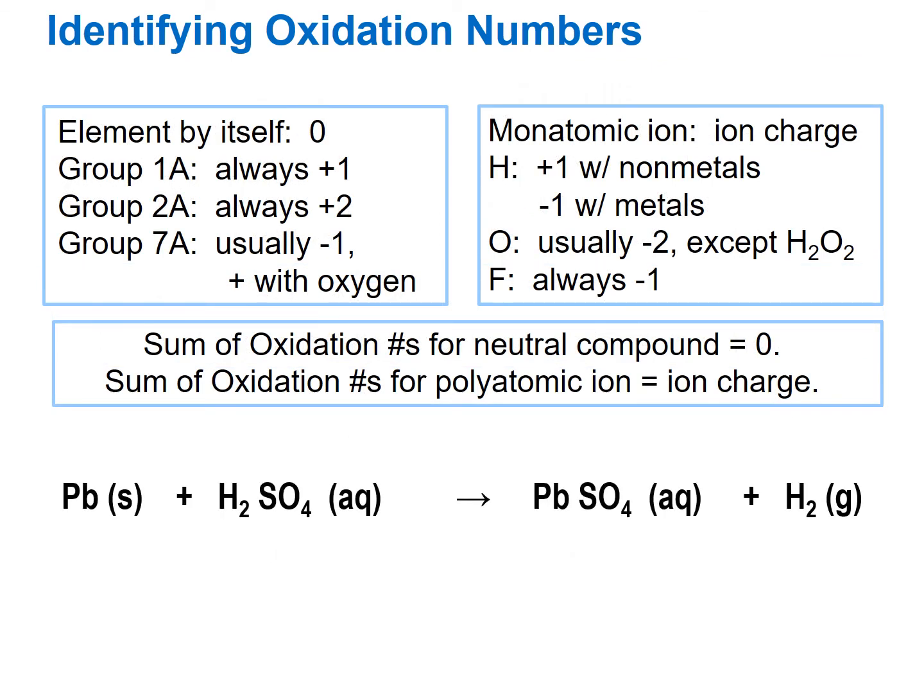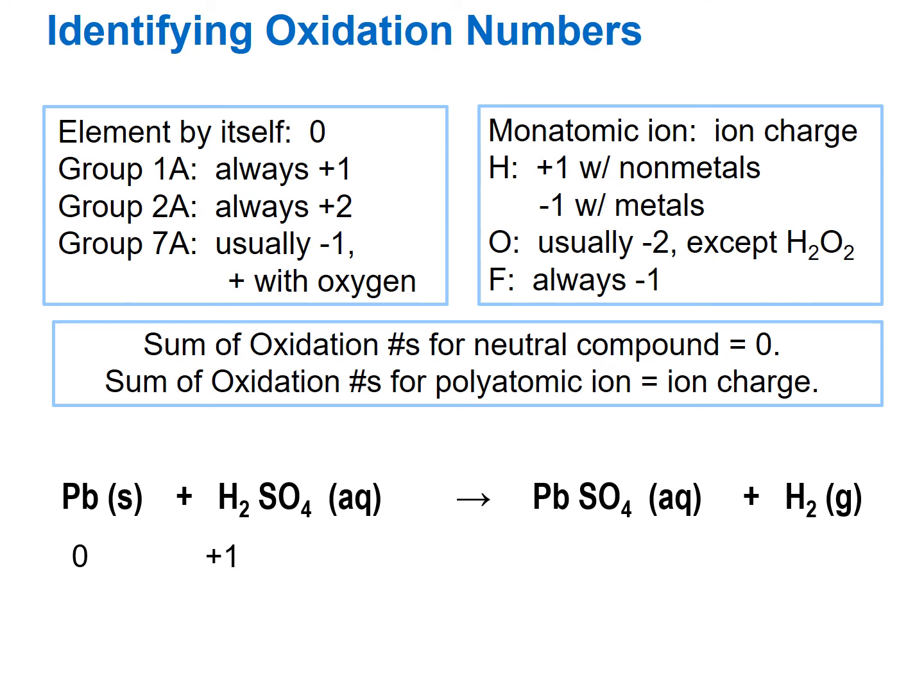So let's take a look at this equation where we have lead and sulfuric acid coming together to make lead sulfate and hydrogen gas. Now that we know what the rules are, I'm not going to bother to tease out the ions. We're just going to go ahead and start filling in the oxidation numbers. So for lead, ground state lead, an element by itself, the oxidation number is going to be 0. Let's look at hydrogen. So we have some rules for hydrogen. The rules say that if we are with nonmetals, we're going to have a positive 1 charge. Let's see, sulfur and oxygen, they are both nonmetals. So our hydrogen is going to be a positive 1.